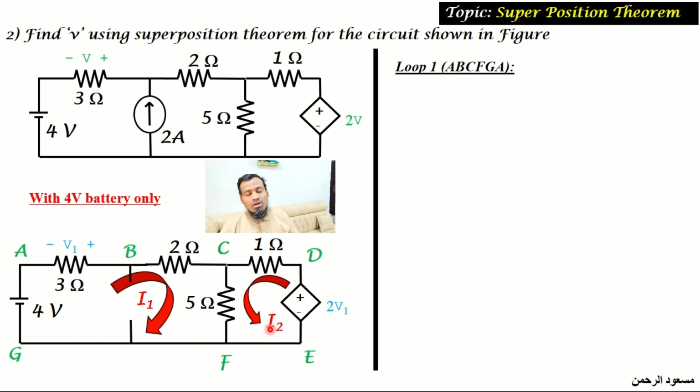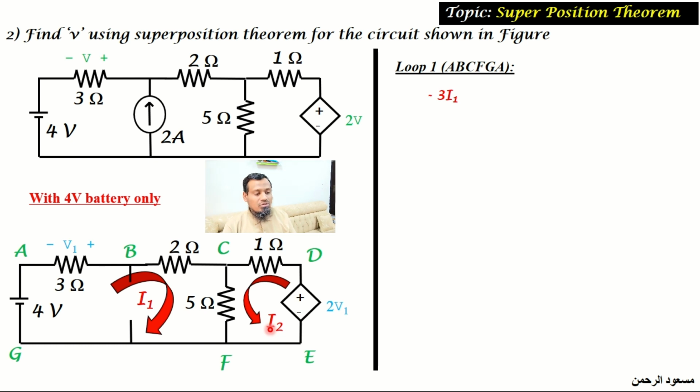If both the directions are opposite, then it is a potential rise. So by considering that, let us travel from A to B. If you travel from A to B, there is a 3 ohm resistor. The loop direction and the current direction are the same, so it is minus 3 I1.